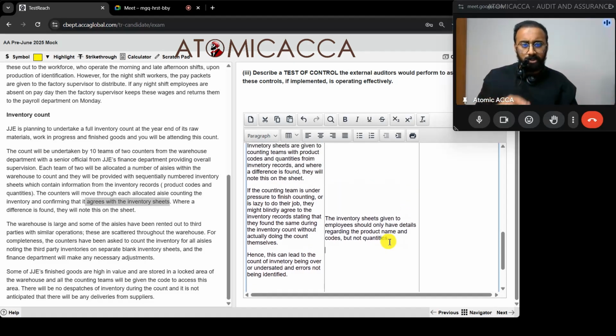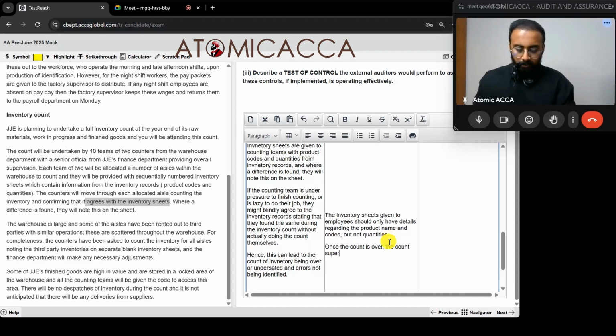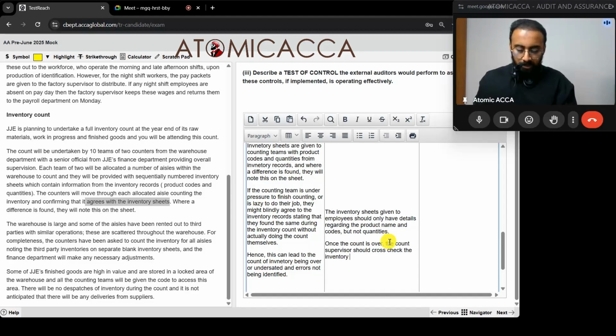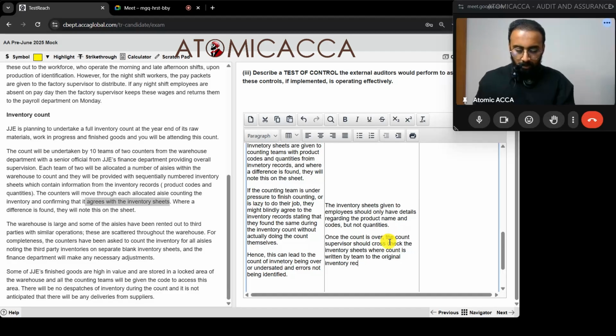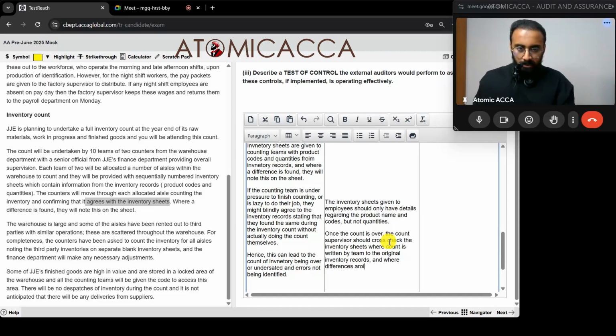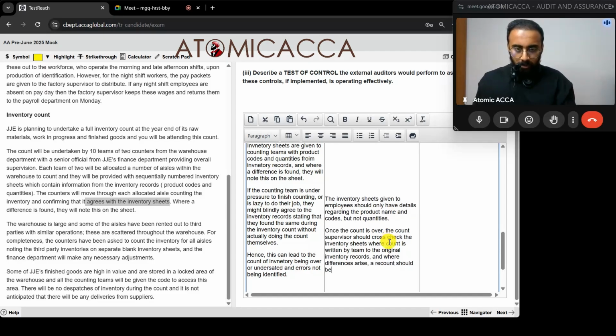What else can I write? We told about the checking part. Then once the count is over, a senior official or the count supervisor should cross check the inventory sheets where count is written by the team to the original inventory records, and where differences arise, a recount should be conducted. Sorted.